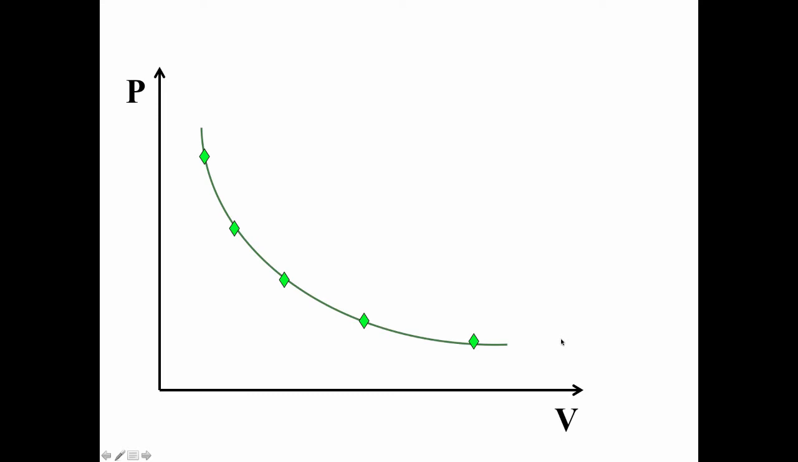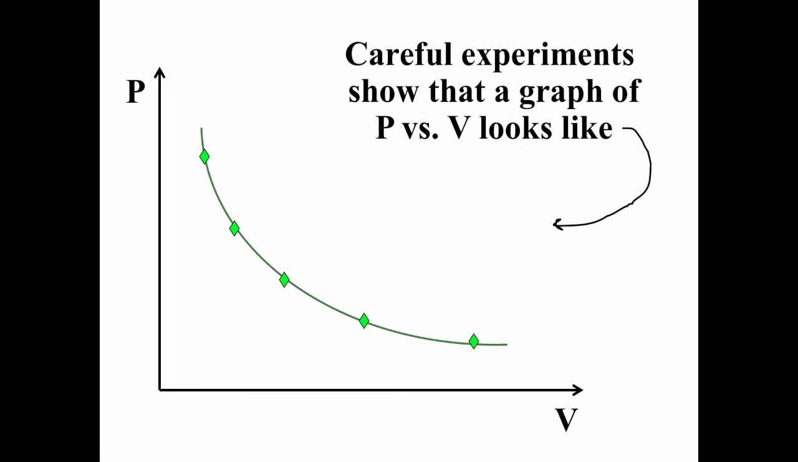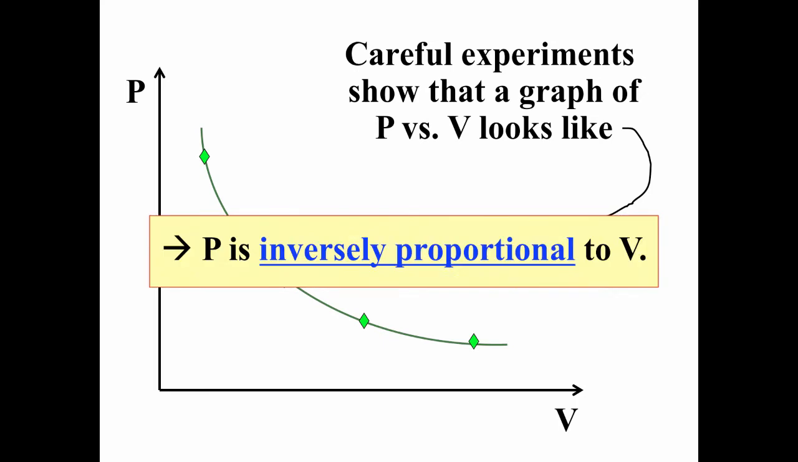And if we graph a series of data points for a sample of gas at a constant temperature, we see that the pressure-volume curve looks something like this, which looks an awful lot like inverse proportionality. This is something that was done with the syringe in lab. And when we do our careful experiment and get this graph of pressure versus volume, we note that P is in fact inversely proportional to V. When the pressure goes up, the volume goes down. When the pressure goes down, the volume goes up. That's inverse proportionality.